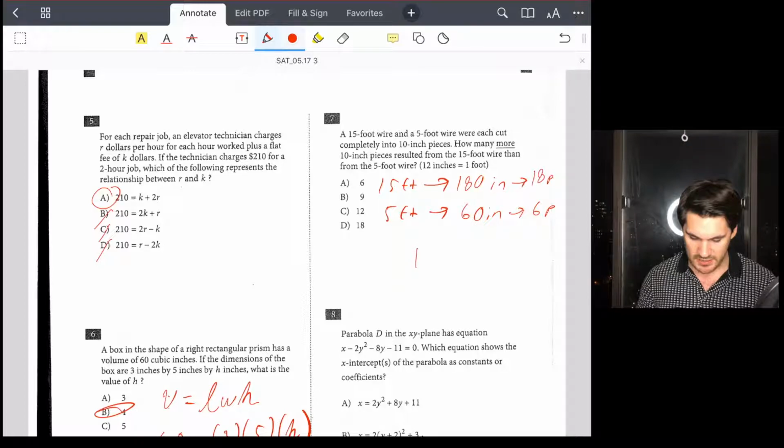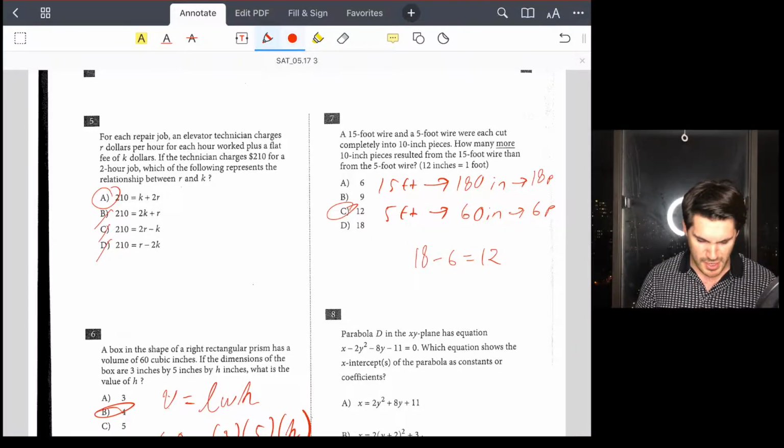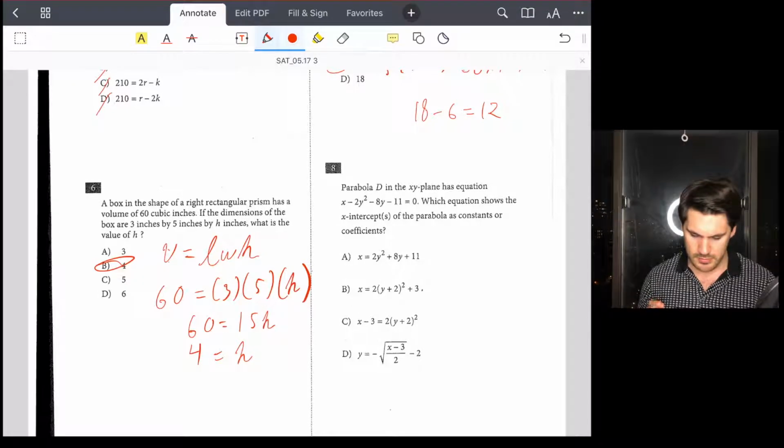18 minus 6 equals 12. So that means the bigger one gets us 12 more pieces than the smaller one. Okay. Number 8, Parabola D. For some reason, they would decide to skip A, B, and C.